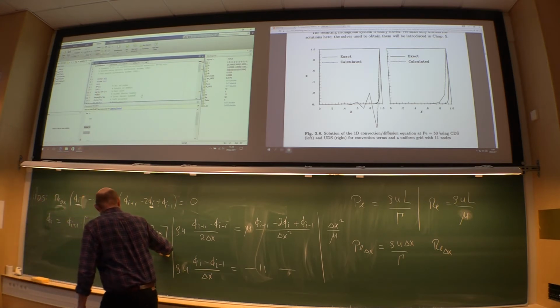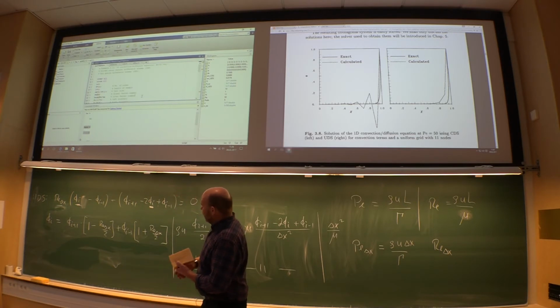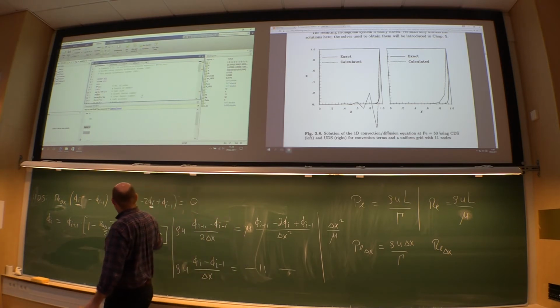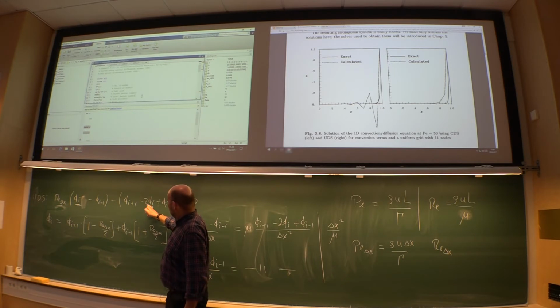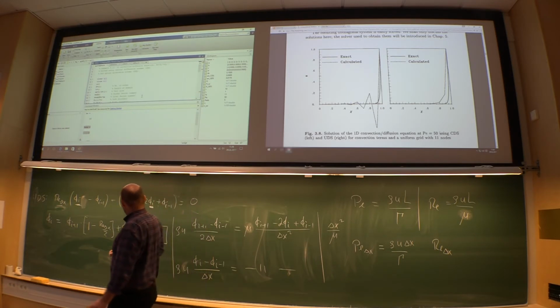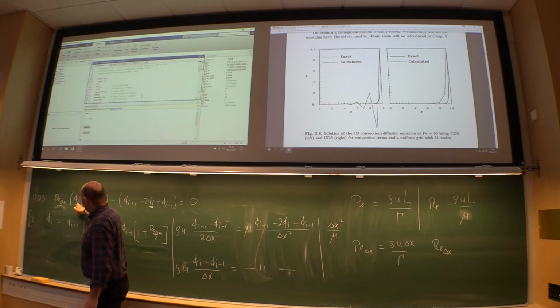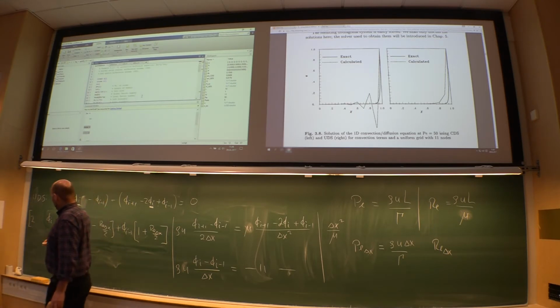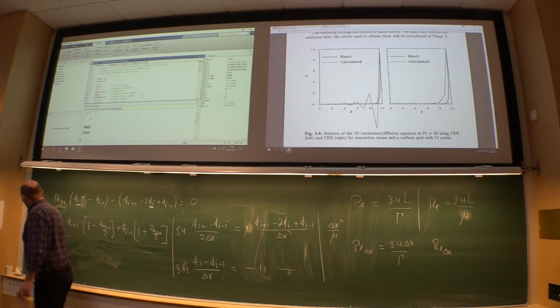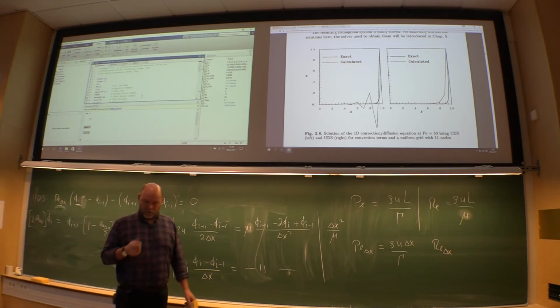What will we get? I get a coefficient in front of my u_i also. Let's see, minus minus on the other side becomes plus, no, on the same side, sorry. It will be 2. And this one will be plus the cell Reynolds number. That will be the coefficient in front of my center point.